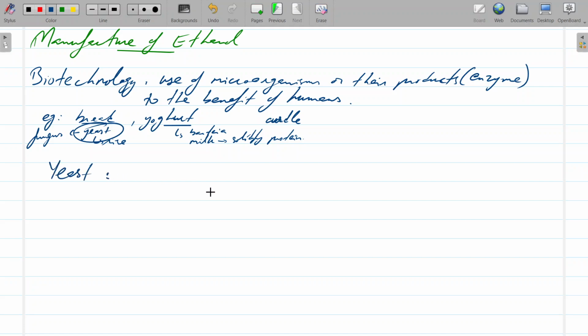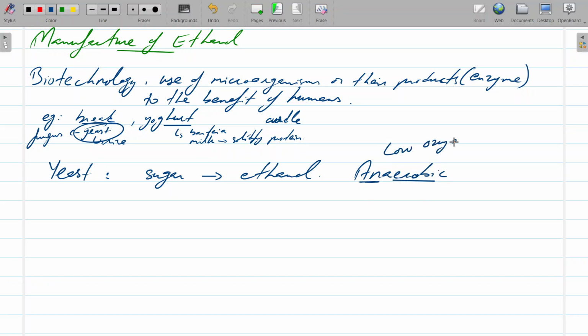And what yeast can do is it can utilize sugar and convert that into ethanol, right? But it can do that when conditions are anaerobic. What does anaerobic mean? Right, meaning that there is either very low or no oxygen, right? So we need oxygen because we're living creatures. Most other organisms that are alive need oxygen to survive.